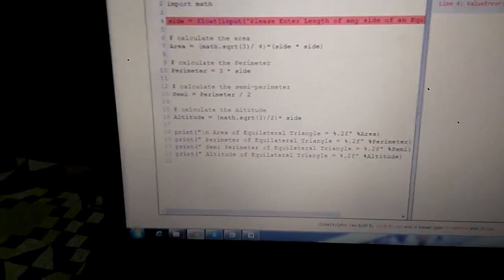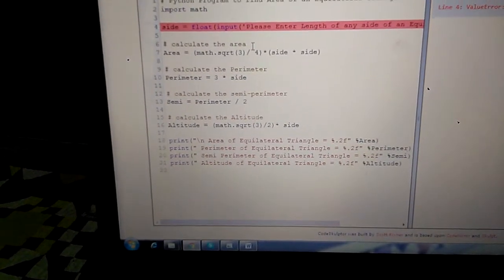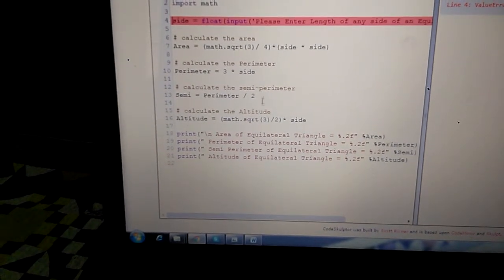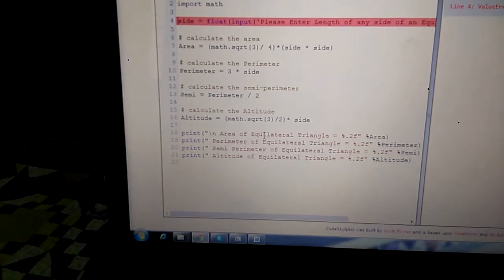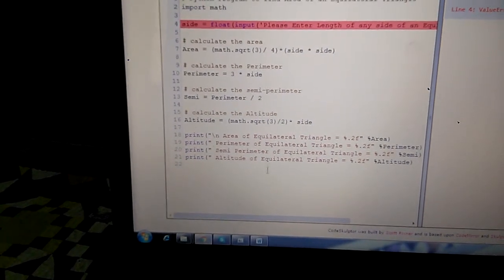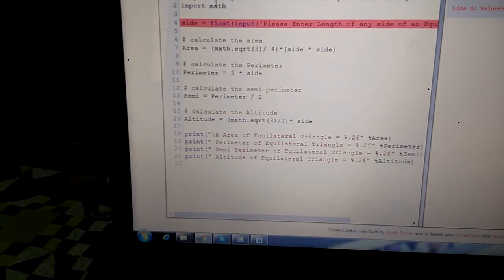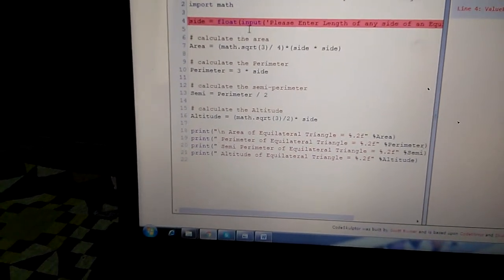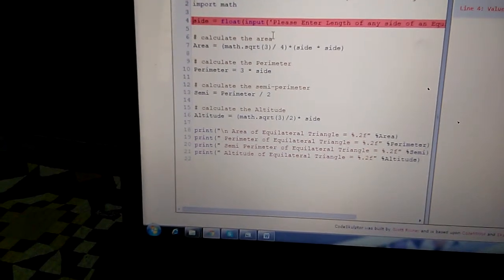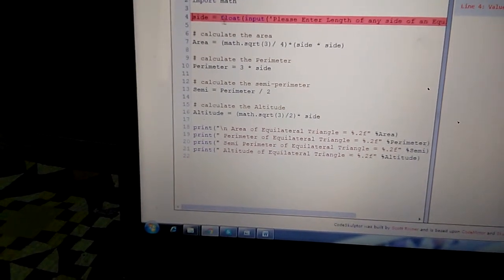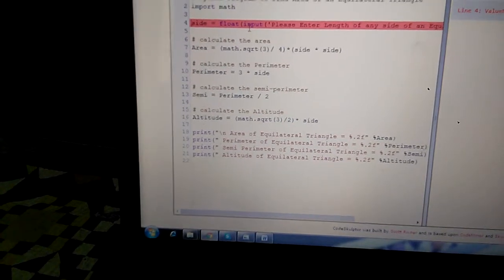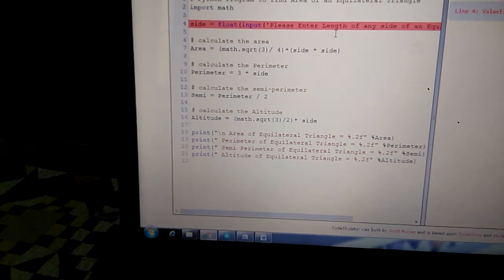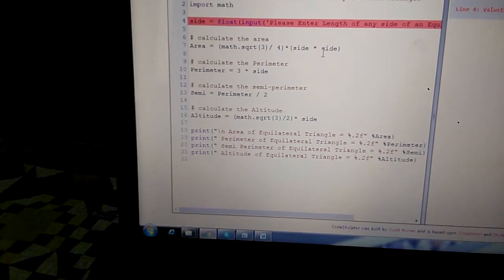Initially, we will define what we will calculate: we will calculate the area, the perimeter, the semi-perimeter, and the altitude, and then print all these 4 values. Starting from the beginning, I will define the side. How can we enter a side? Defining it as a float, taking an input, and then entering the desired value of any side of an equilateral triangle. Then we calculate the area.